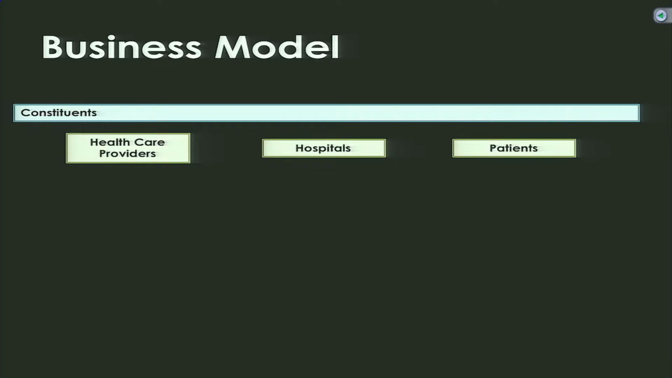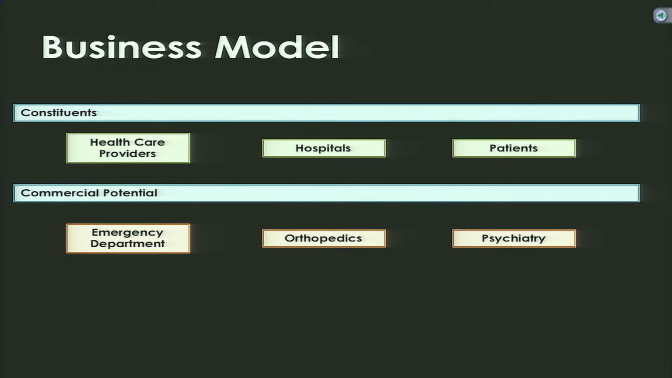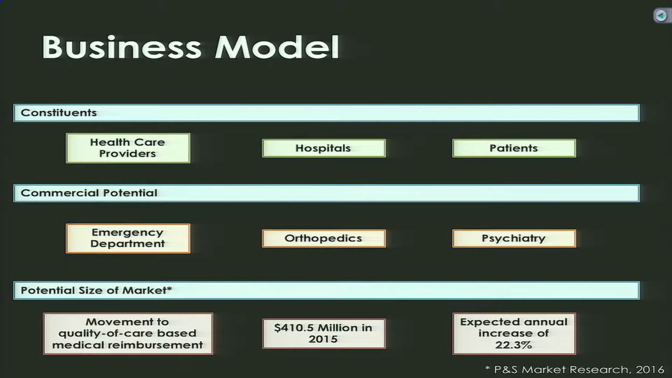Really quickly, going a little bit further in terms of our business model, the constituents are the providers, whether it be a physician or nurse practitioner, as well as the hospitals whose EMRs we're drawing from, as well as the data from the patients themselves. In terms of the commercial potential, we'd like to start initially in the emergency department, but this is scalable to other specializations which are known to commonly prescribe opioid drugs.